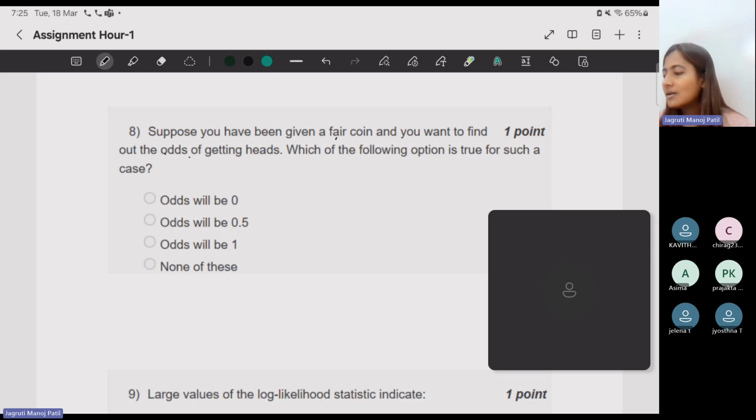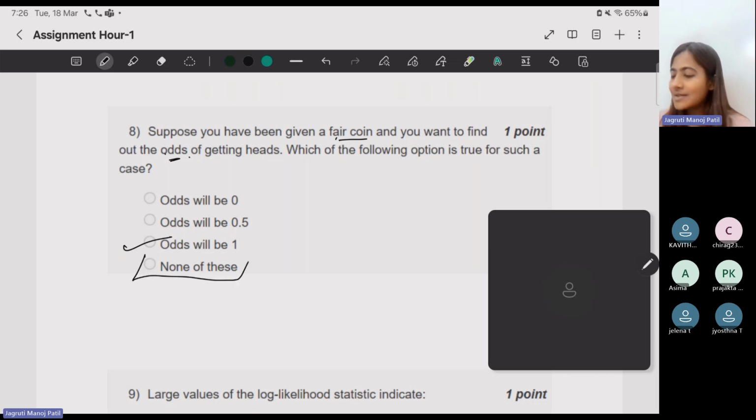If you say that you have a fair coin, it has two sides, head and tail, and you want to find the odds of getting heads. So how would it be? Let's say the event gets some 0, the odds get some 1, so the odds would be some 1. This would be true for n number of cases.